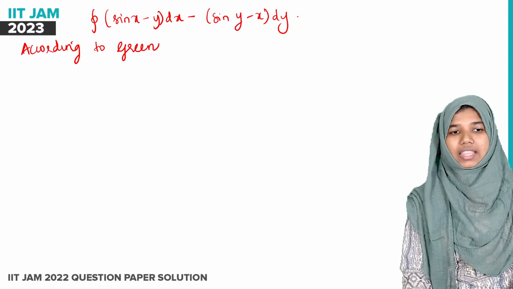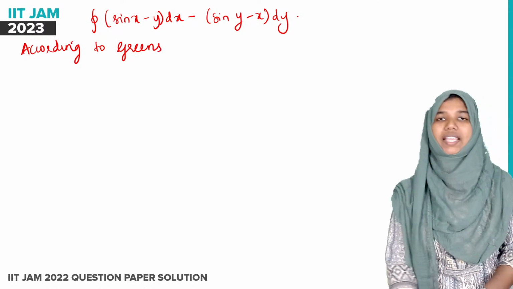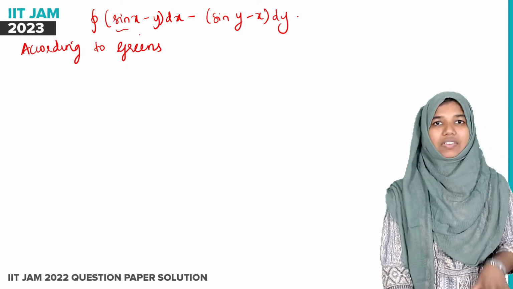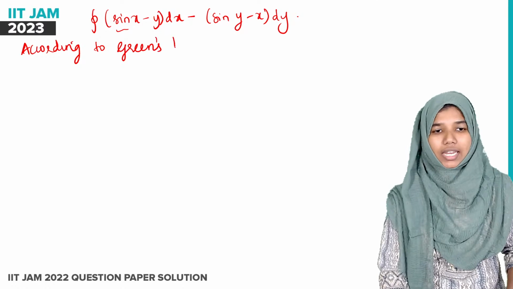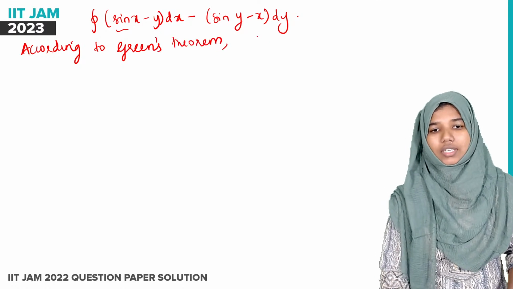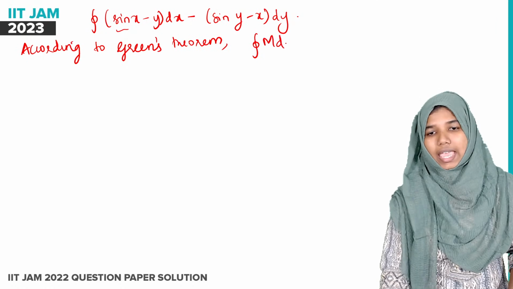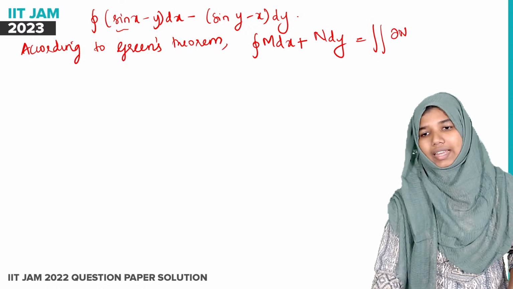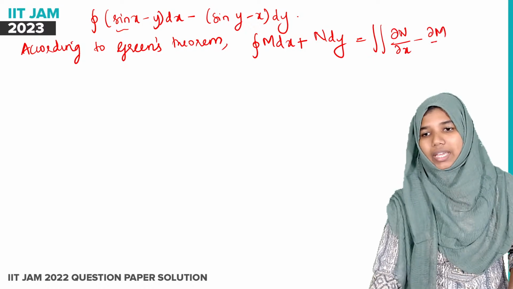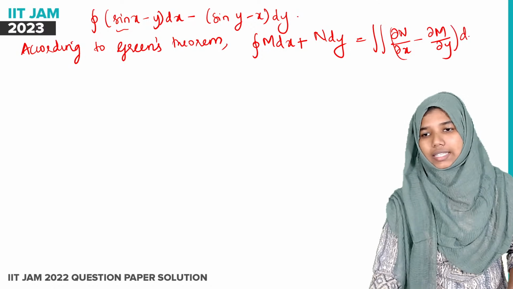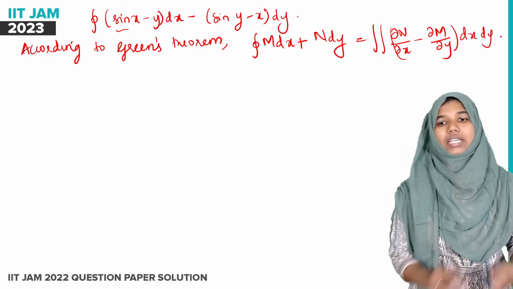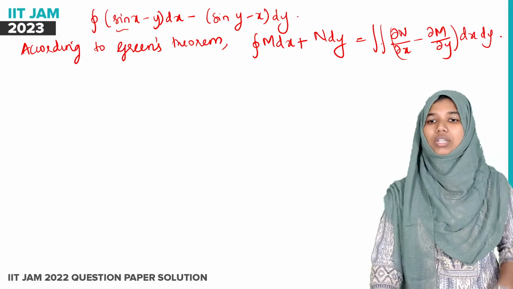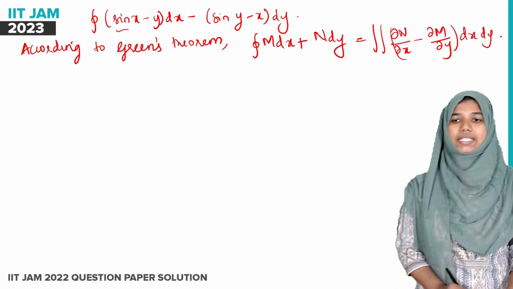this function is of the form m dx plus n dy. Okay, suppose this is m and this is n. This is the integral over the closed curve m dx plus n dy. So according to Green's theorem, the integral over the closed curve m dx plus n dy is equal to the surface integral of del n by del x minus del m by del y dx dy. Okay, Green's theorem in a plane says that the integral over the closed curve of m dx plus n dy is equal to the surface integral of del n by del x minus del m by del y.